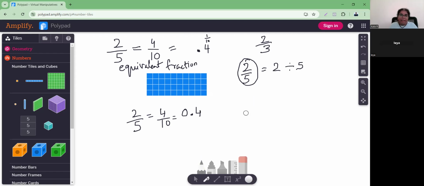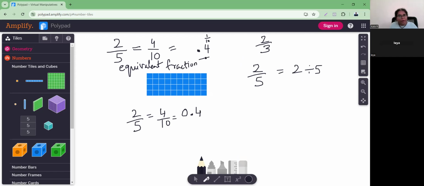Now let's see. If 2/5 is 2 divided by 5, when we do the division, we should get this 0.4. Let's see whether we are getting it. 2 divided by 5 means 2 comes inside. That's the dividend. And 5 is the divisor, which we put outside.